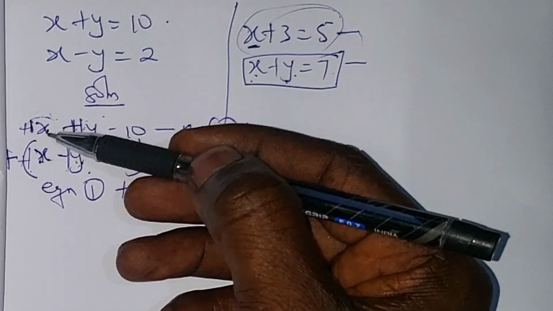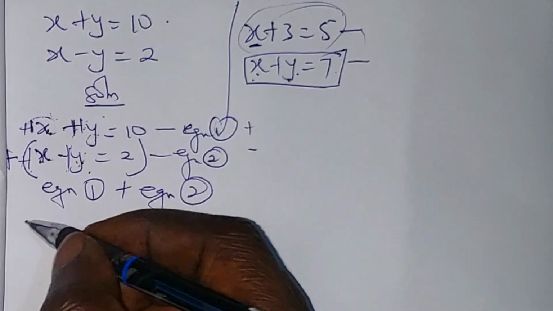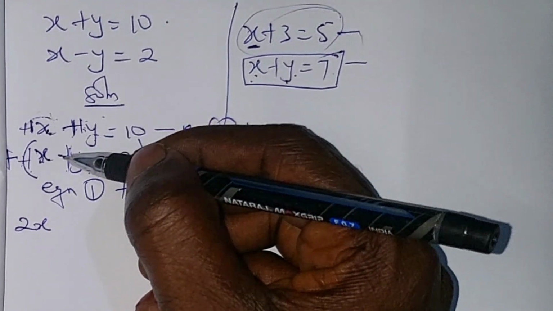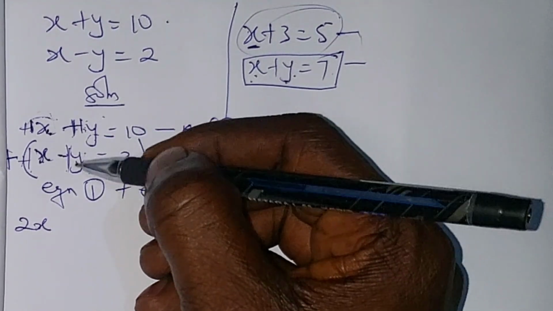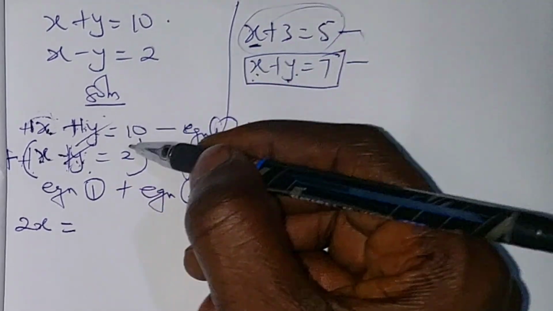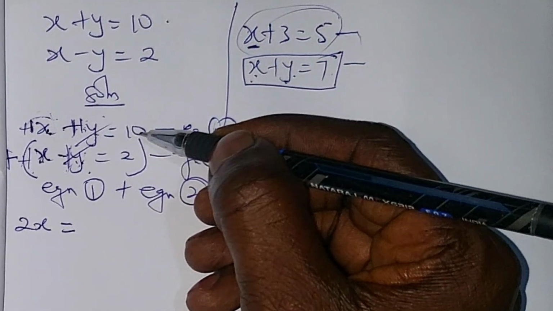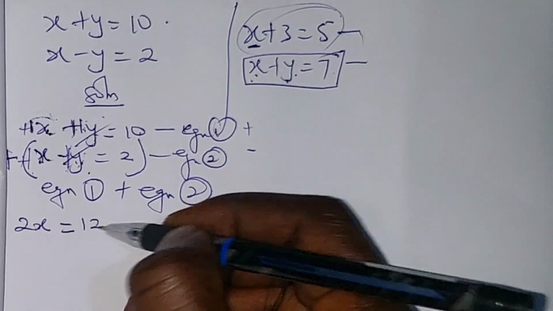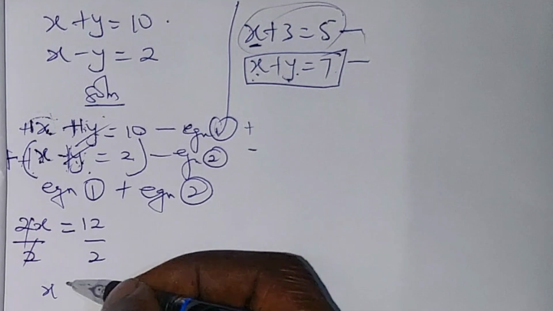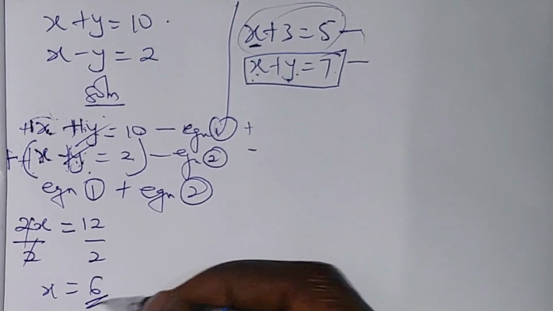The x plus the x gives us 2x. Positive y plus negative y gives you 0, so that goes away. Then we have 10 plus 2, giving us 12. To solve this is so easy. We can get x to be 6.